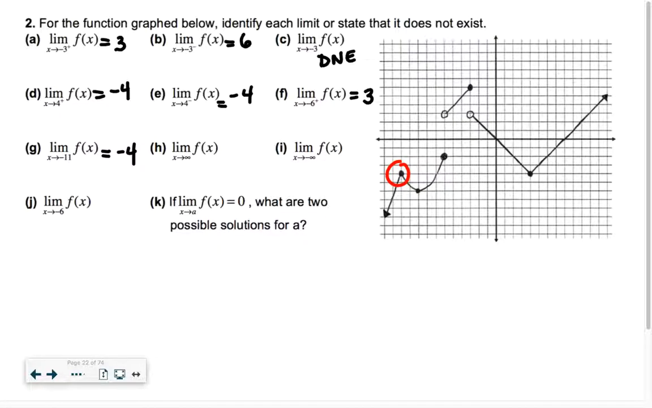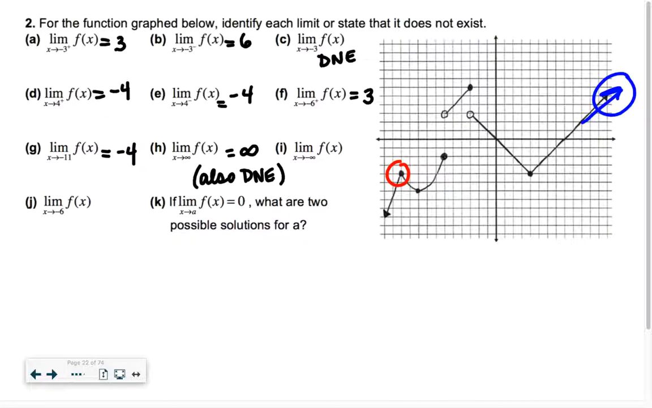X goes to infinity. What do we think as x gets really, really, really big? What happens to y? It goes to infinity, right? So it's going to be infinity. That is also D and E. So that's very frustrating for calculus students because they're like, wait, why is it does not exist? Because infinity doesn't exist. Like, what is infinity? It's just this idea that we have, right?